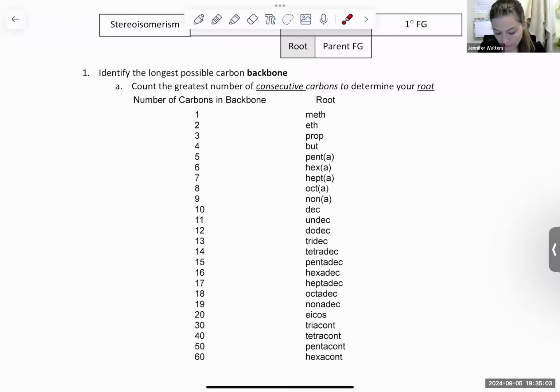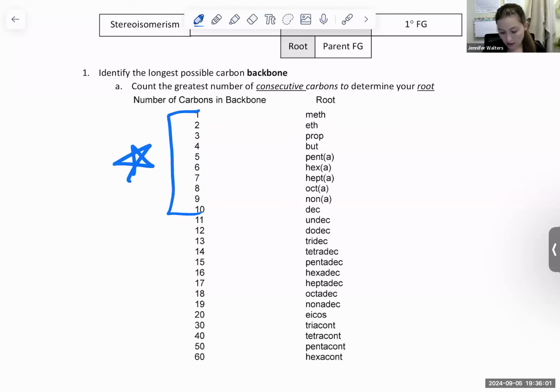Once you find your longest path, then you need to count how many carbons that you have, and that determines your root. So your roots are 1 meth, 2 eth, 3 prop, 4 but, 5 pent, 6 hex, 7 hept, 8 oct, 9 non, 10 dec. These 10 you need to have memorized. I will expect you to know those 10.